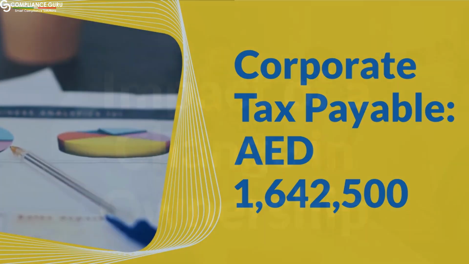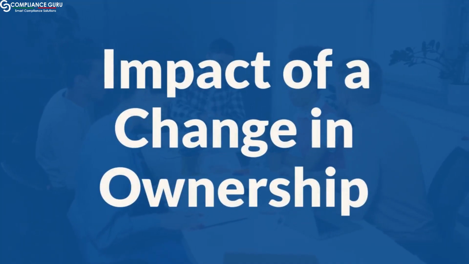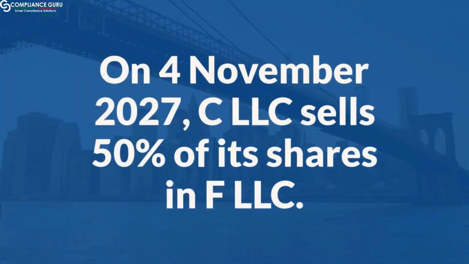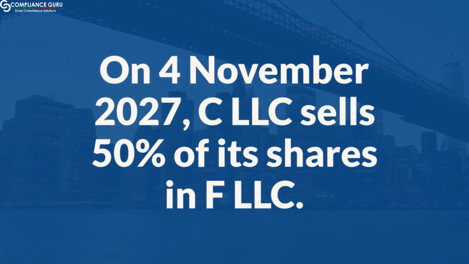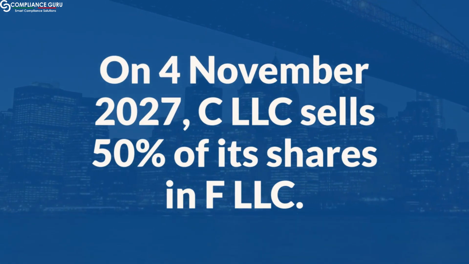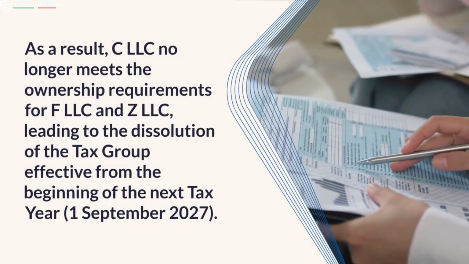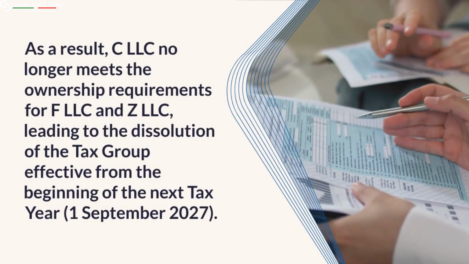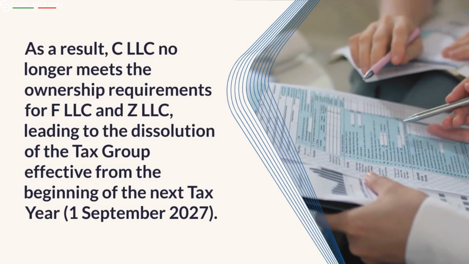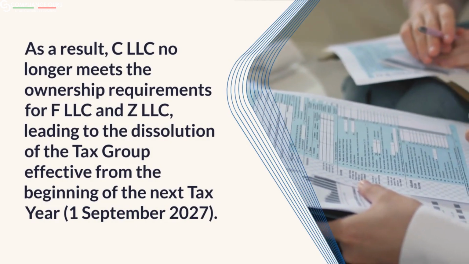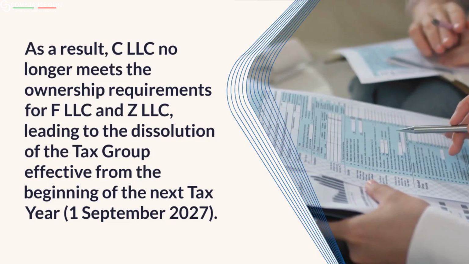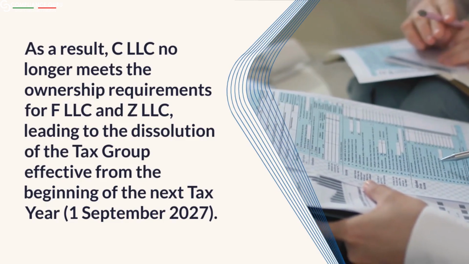Corporate tax payable, AED 1,642,500. Impact of a change in ownership. On 4th November 2027, C LLC sells 50% of its shares in F LLC. As a result, C LLC no longer meets the ownership requirements for F LLC and Z LLC, leading to the dissolution of the tax group effective from the beginning of the next tax year, 1st September 2027.